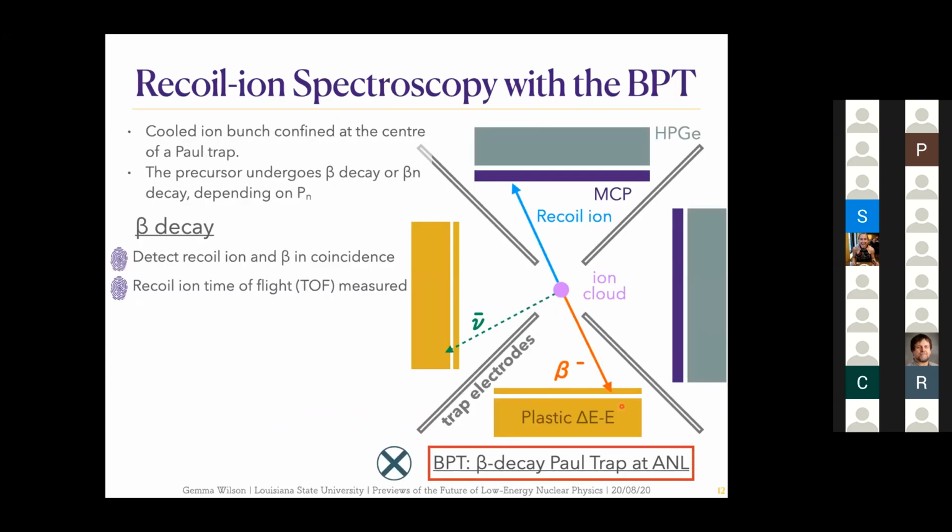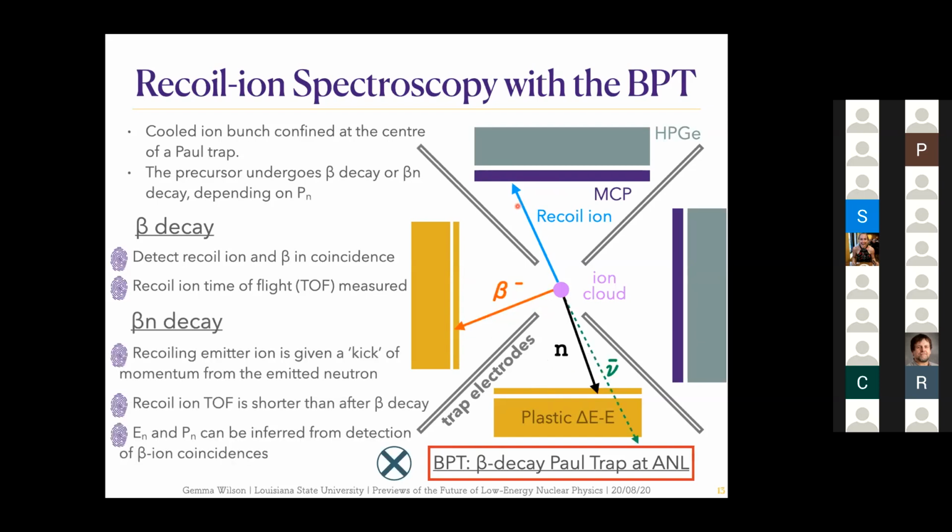So to measure Recoil-ion spectroscopy with the beta decay Paul trap, you confine this ion cloud into the center of your trap, and then the precursor will undergo beta decay or beta-delayed neutron emission depending on the branching ratio. For beta decay, we detect the recoil ion and the beta in coincidence, and we measure the time of flight of the recoiling ion. And that here is defined by the start signal when you detect the beta in the plastic detector, and the stop time is when you get the recoil ion in the MCP.